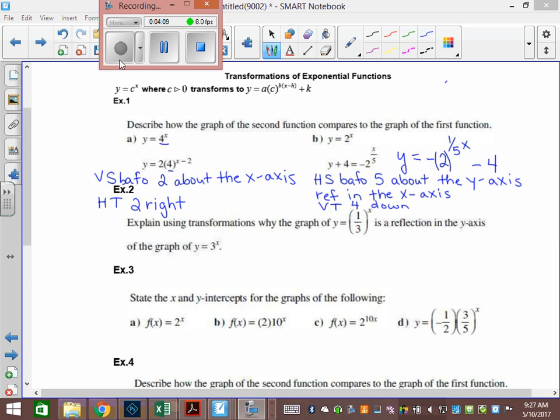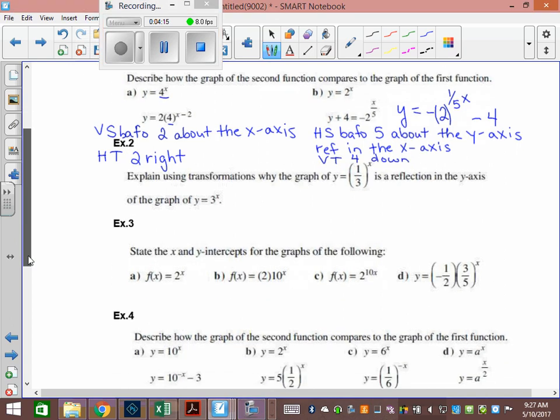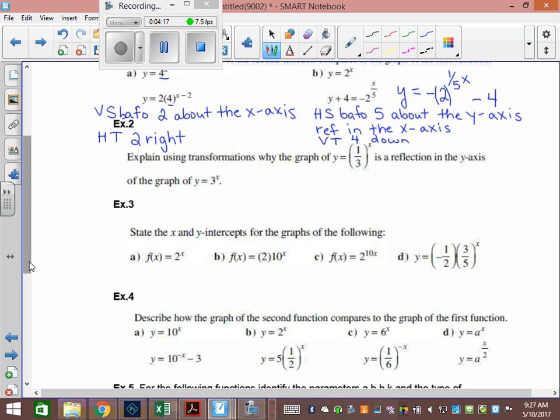Now remember I said yesterday that the only way we can compare these is if they have the same base. We're looking at example 2, which I explained to you yesterday. It says, explain using transformations why the graph of y equals (1/3) to the x is a reflection in the y-axis of y equals 3 to the x. The only way I can compare them is if they're both base 3 or both base 1/3. It's easier to make the 1/3 be 3, so that's what I'm going to do. So I'm going to leave this one as y equals 3 to the x.